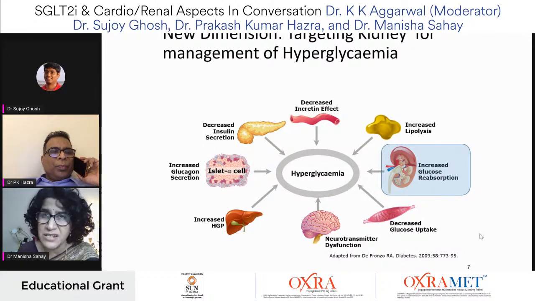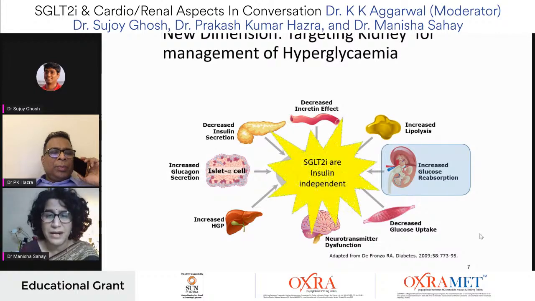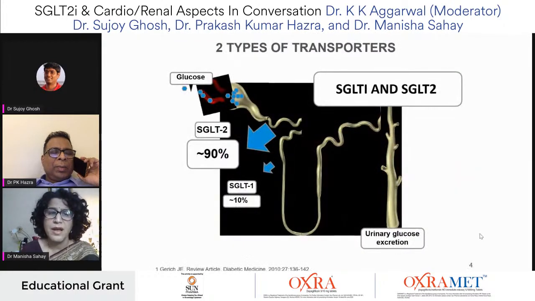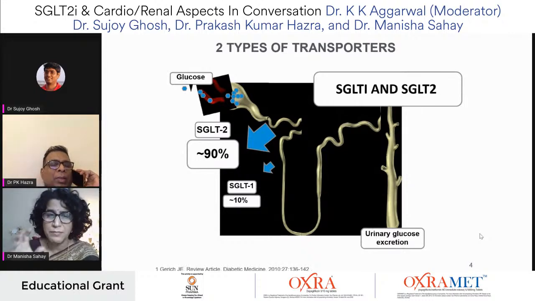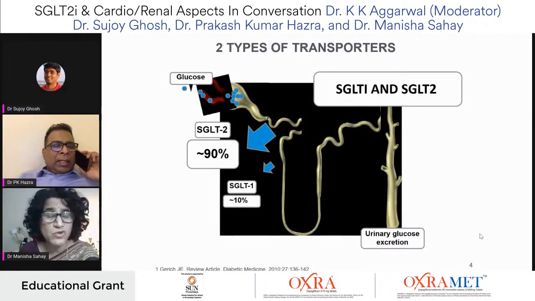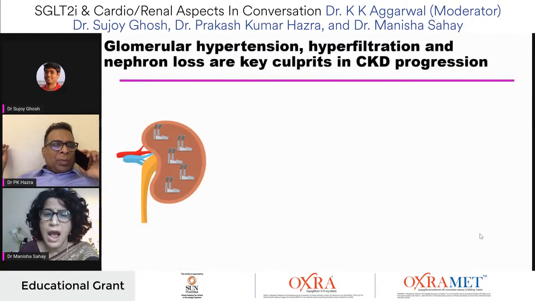And why the nephrologist is involved? Because here the loss of glucose is through the kidney. So they act on the kidney and cause loss of glucose, which brings down the blood sugar in simple terms. We all know that they act on the proximal tubule. The SGLT2 is the main one, which contributes to 90% of absorption. Now, how does this SGLT2 inhibition help in preventing the progression of renal disease?